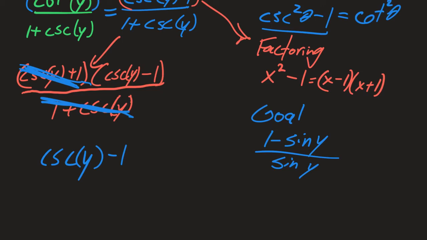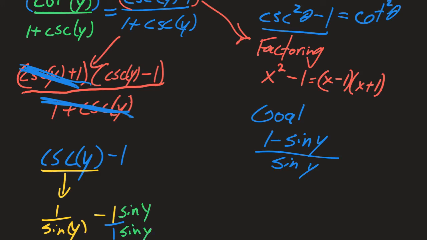Is there an easy way I can turn cosecant into sine? I'm hoping you came up with that reciprocal identity again, and you saw that, hey, cosecant y right here, let's make that into 1 over sine y minus 1. And I can combine this by making common denominators again, right? So I'm going to treat this 1 as being 1 over 1 and multiply it by sine over sine. And that's going to end up giving me something I can put together.